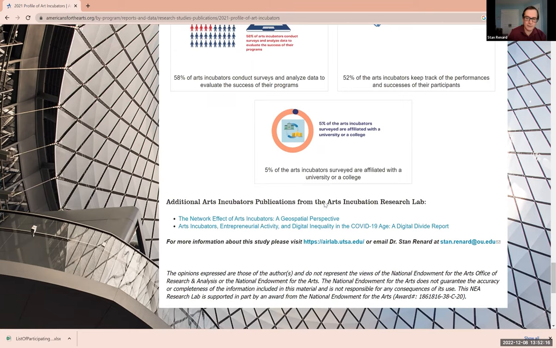And finally, there are a couple of articles. One of them includes additional maps. So if you want to see data related to the work of some of the incubators we studied and the artists, using some of the American Community Survey data and demographic and economic data, a lot of that information is available in this Network Effect article.